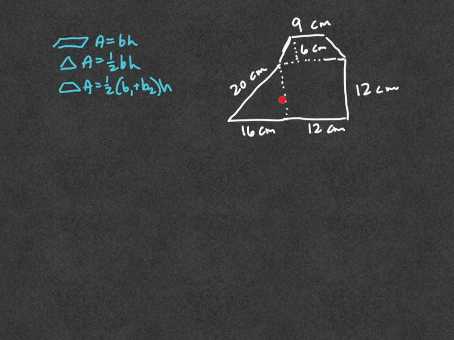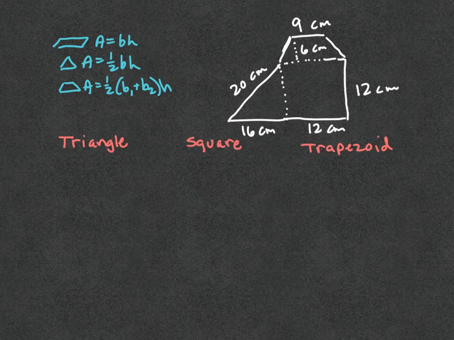I would split this up into this square, 12 by 12 square. Then I would do this trapezoid, and then I would do this triangle. So my shapes are triangle, square, trapezoid. So I'm going to write that down on my paper, and I'll write the formulas that go along with those.